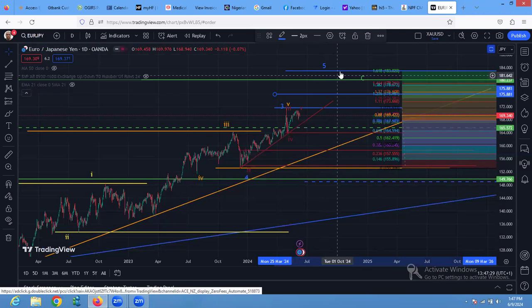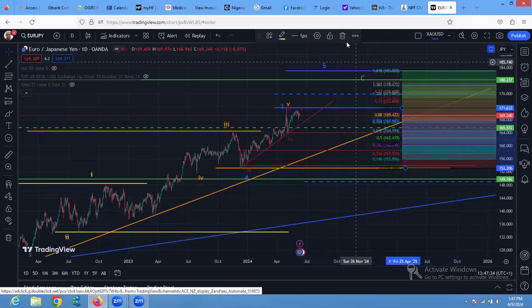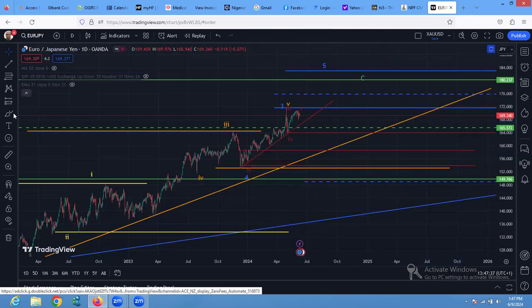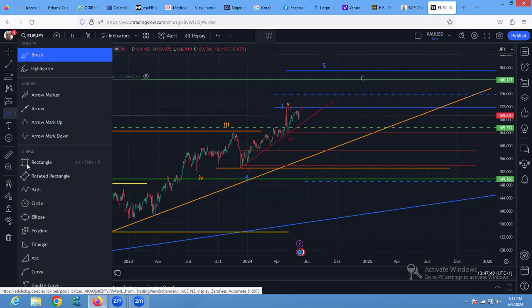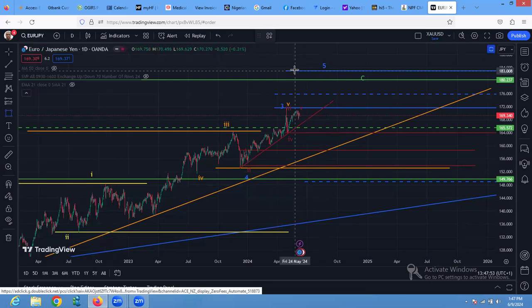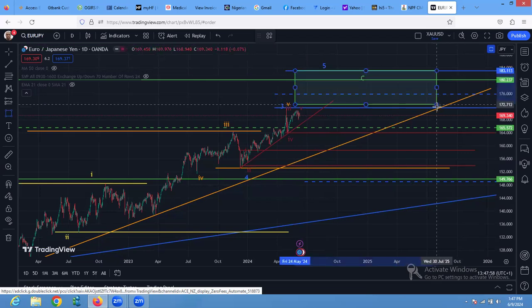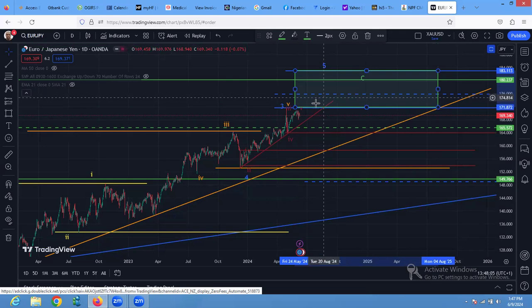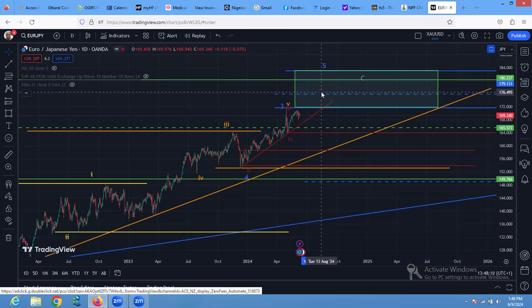This is 123. This zone is where we think we can have a change of trend and price will start falling. This is the zone, which means that this 5 can be around this area, either here or here.